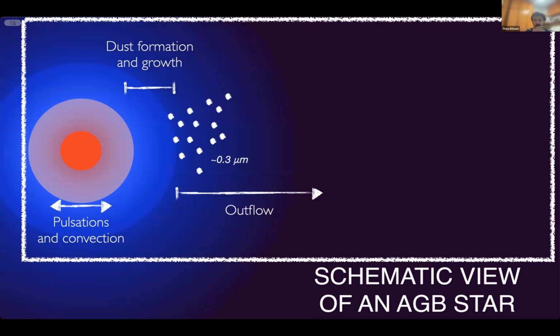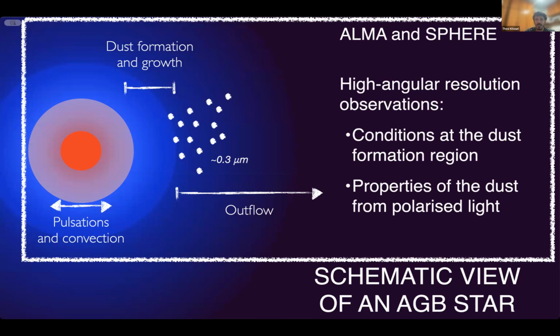And especially for oxygen-rich AGB stars, which are the subject of this talk, we expect these grains to grow to fairly large sizes of at least 0.3 microns. That's because they need to have enough scattering cross-section to be able to drive these outflows. The ones that can form close enough have very low absorption cross-sections.